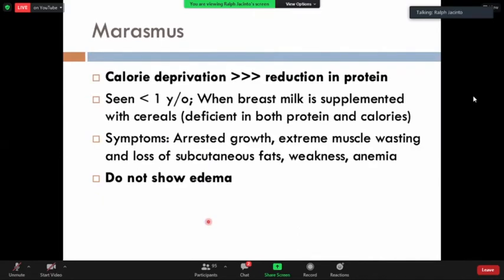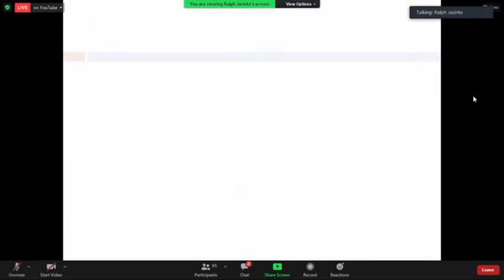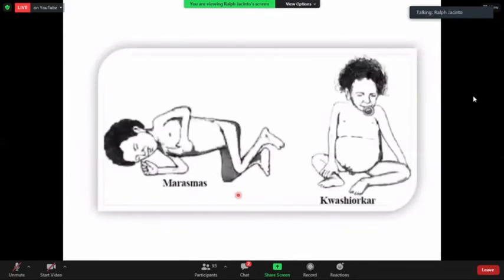The other type would be the one I asked you about, marasmus. In marasmus, this is a condition wherein both proteins and carbohydrates are inadequate. So symptoms would be the following: arrested growth, extreme muscle wasting, and loss of subcutaneous fats. Okay, and they do not show edema. Okay, so just to compare kwashiorkor and marasmus. So this is kwashiorkor. Very prominent, the abdominal edema is more prominent in kwashiorkor compared to marasmus.